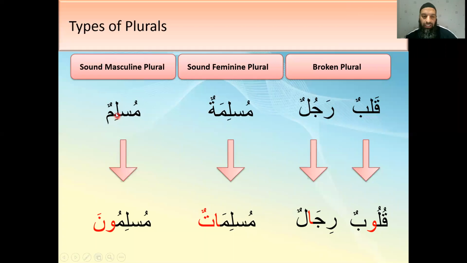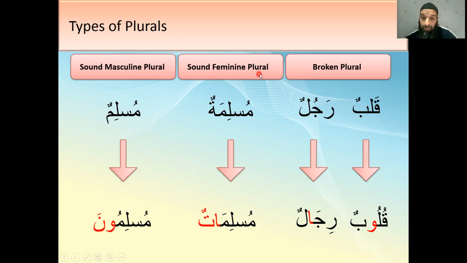Yes. So if we look at this one here, Muslimun becomes Muslimuna. The actual word itself, what you're saying, is still there. It's still sound. It's still whole. It's not been touched. It's not been broken. So that's why this one is called sound masculine plural, because the original word is still sound. It's still whole. It's still there. It's still in one piece.